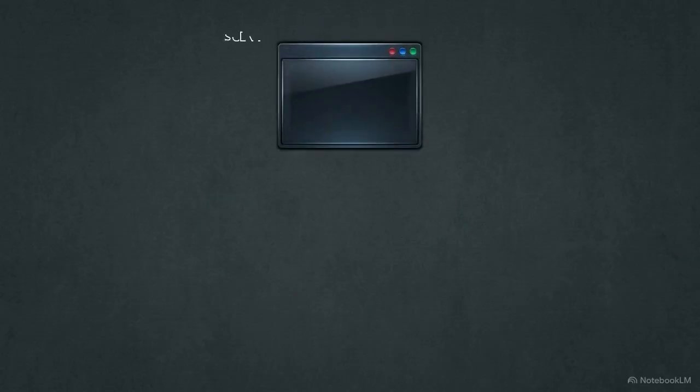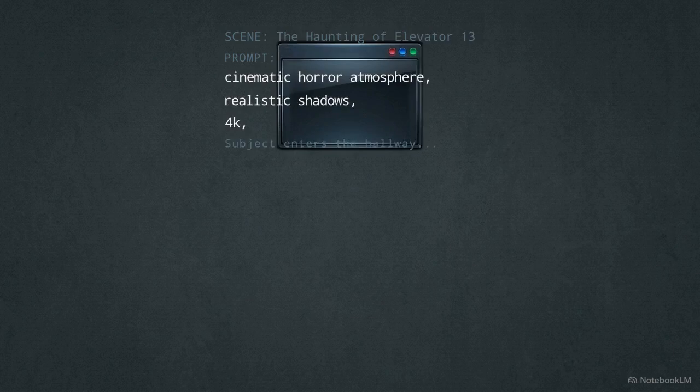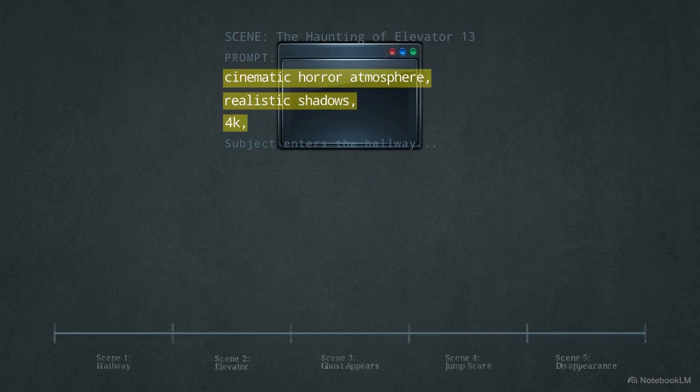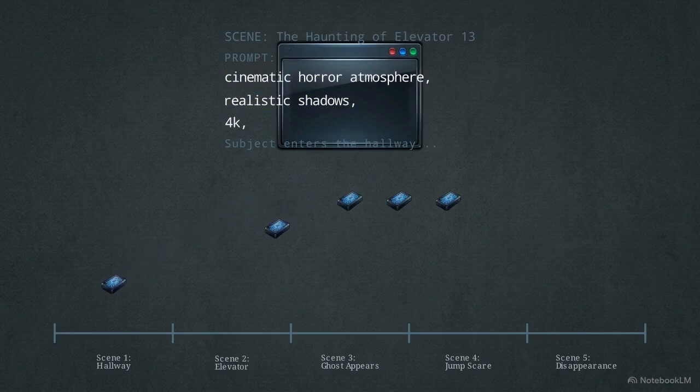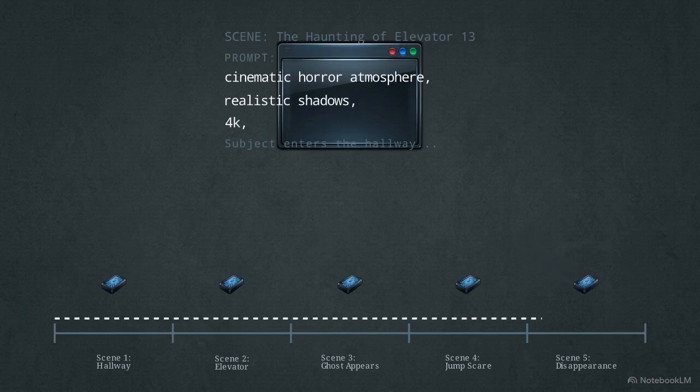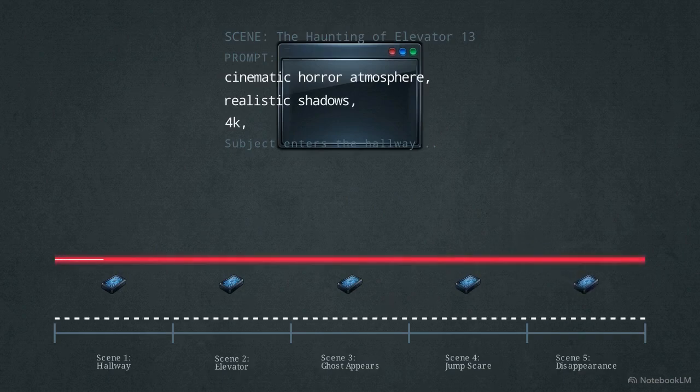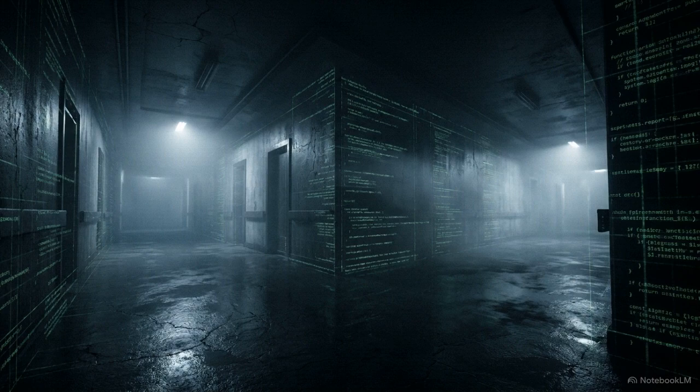The prompts rely on deliberate repetition of aesthetic keywords: cinematic horror atmosphere, realistic shadows, and 4K. Consistent use of these terms locks the visual tone in place, ensuring the exact same lighting and dread follow the character from the opening hallway directly into the elevator. This structure maintains a creepy atmosphere as an unyielding baseline, preventing the visual tension from dropping at any point. The cinematic quality isn't the result of a director's intuition, but a brute force mathematical enforcement of a visual algorithm.